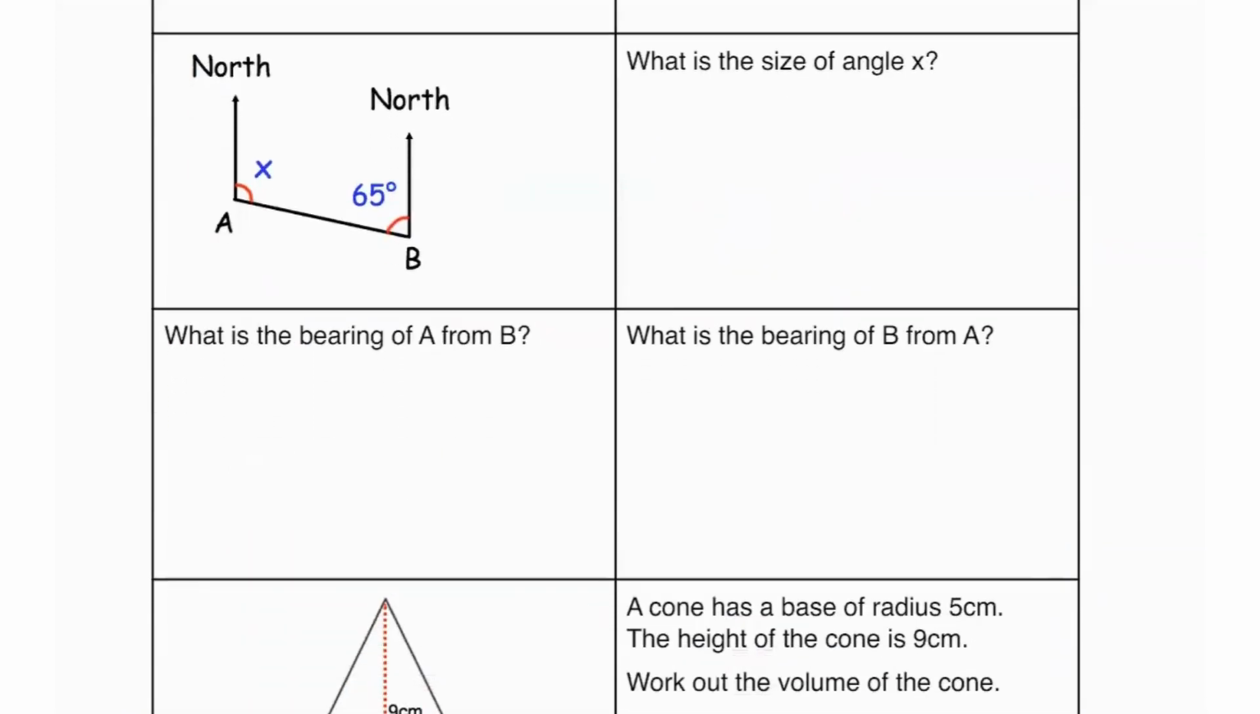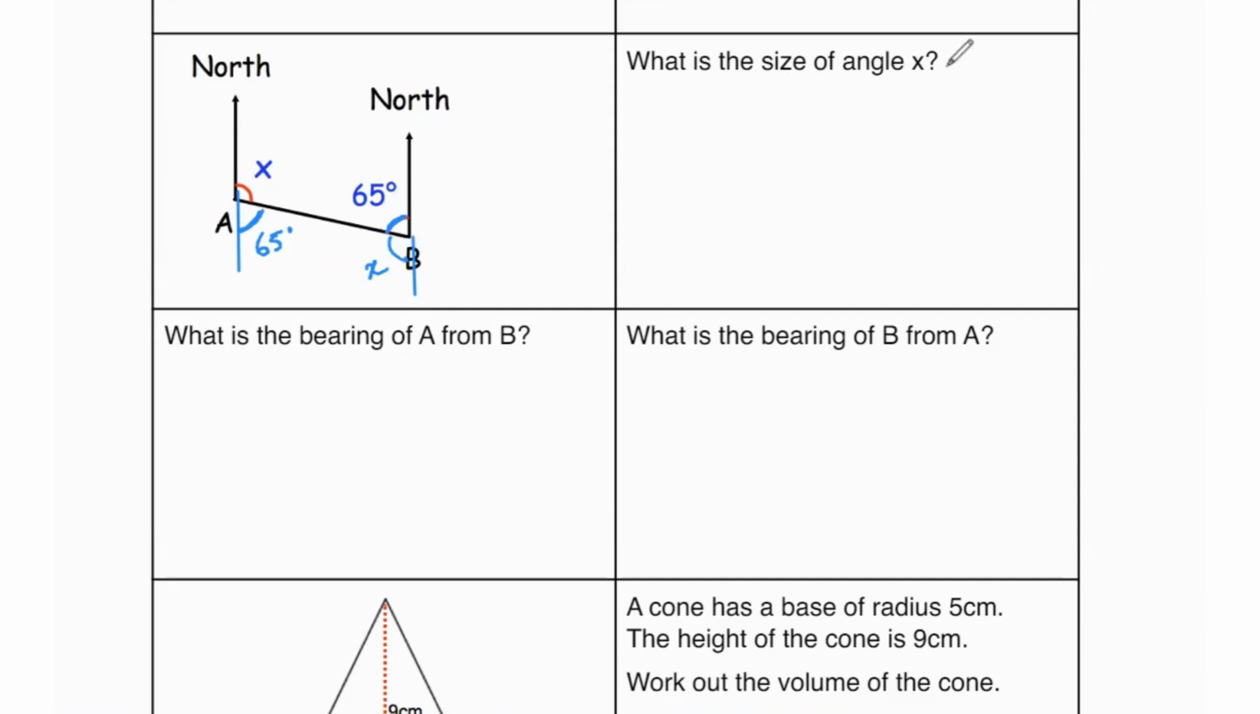The next question says, what is the size of angle x? So for these questions, you need to remember that whenever we have two parallel lines, alternate angles are equal. So if I extend this line over here and this over here, this angle is alternate to this, which means this will be 65 and this will be x. As we said, in parallel lines, alternate angles are equal.